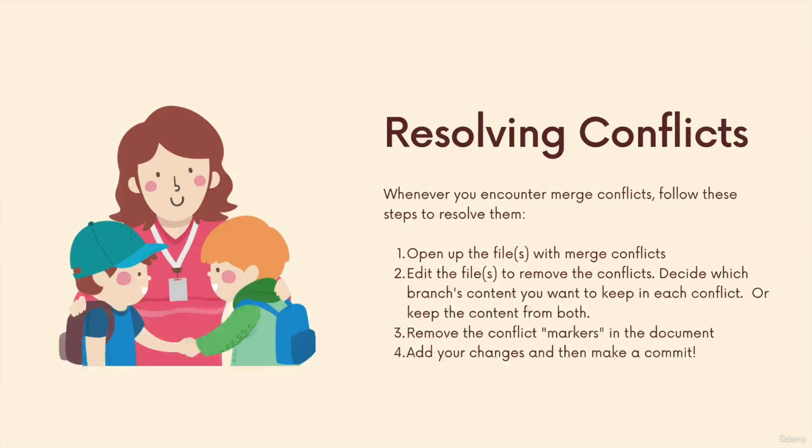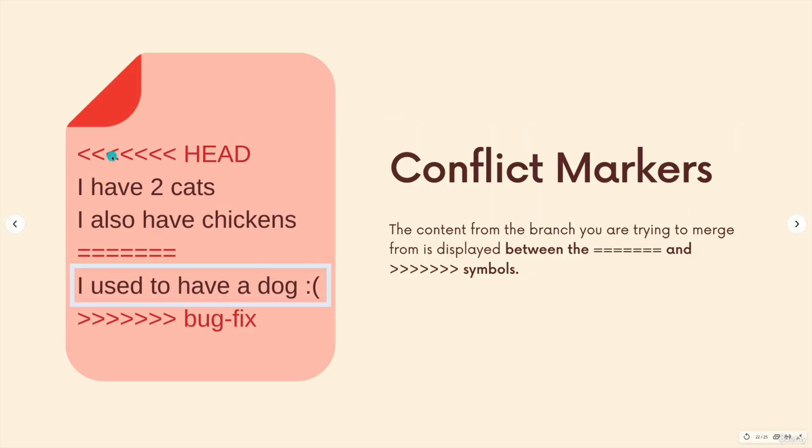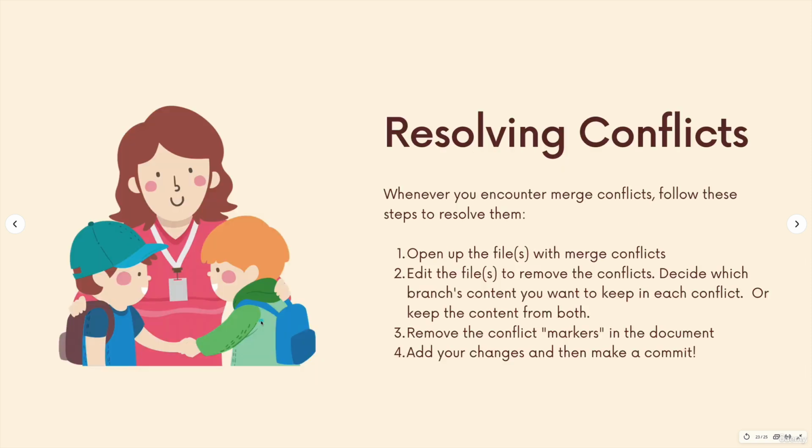So it's very important. We go through, we remove those conflicts, we decide what we want to keep, and then we remove the markers, as I mentioned. We get rid of this, we get rid of this, and we get rid of this. Save. Now we add our changes and make a commit. And we're done. We resolve the conflict. Okay, so I know it seems complicated, but I'm going to show a demo in the next video.